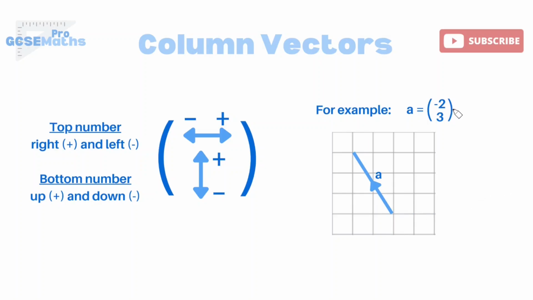So for this vector A, we've got minus 2 at the top. That means I'm going to move 2 to the left. And then it's 3 positive at the bottom, so up by 3. Then we just connect these 2 points together with a diagonal line. So that's the basis of how column vectors work.